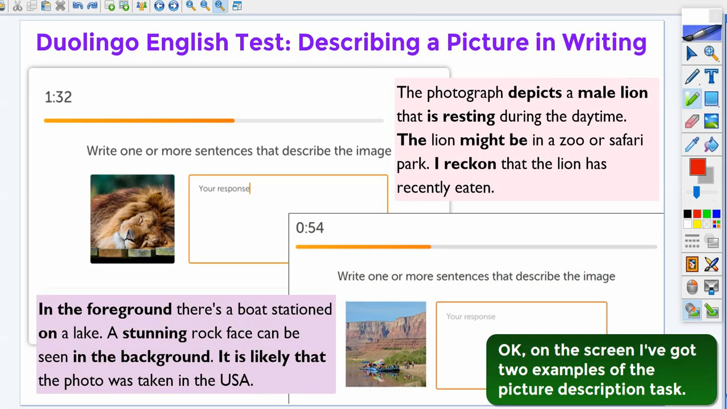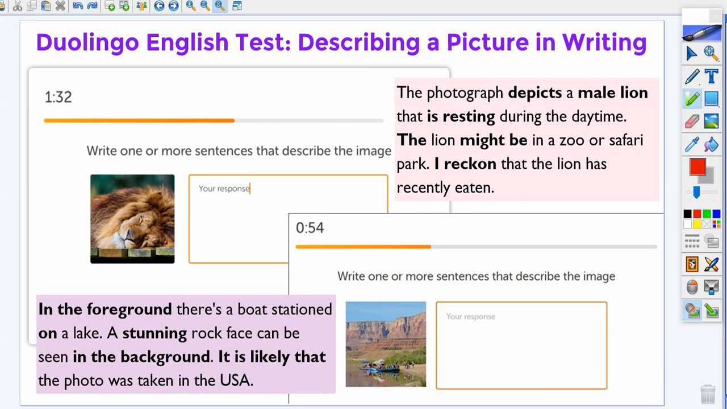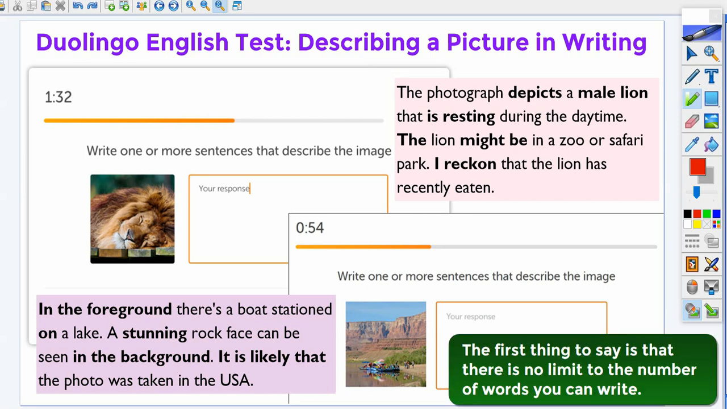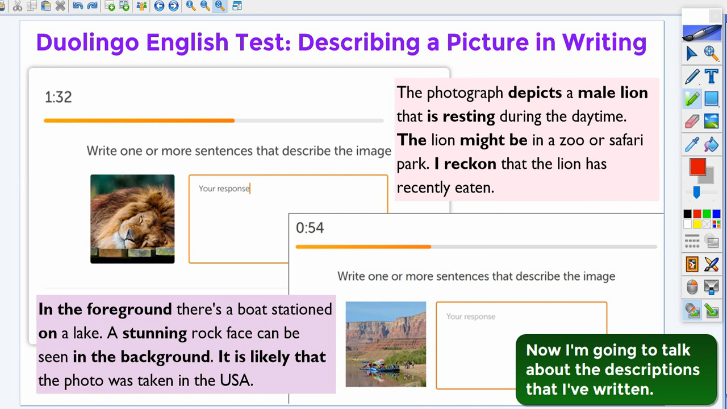Okay, on the screen I've got 2 examples of the picture description task, plus a description for each photo. The first thing to say is that there is no limit to the number of words you can write. The only limit is time. Now I'm going to talk about the descriptions that I've written.